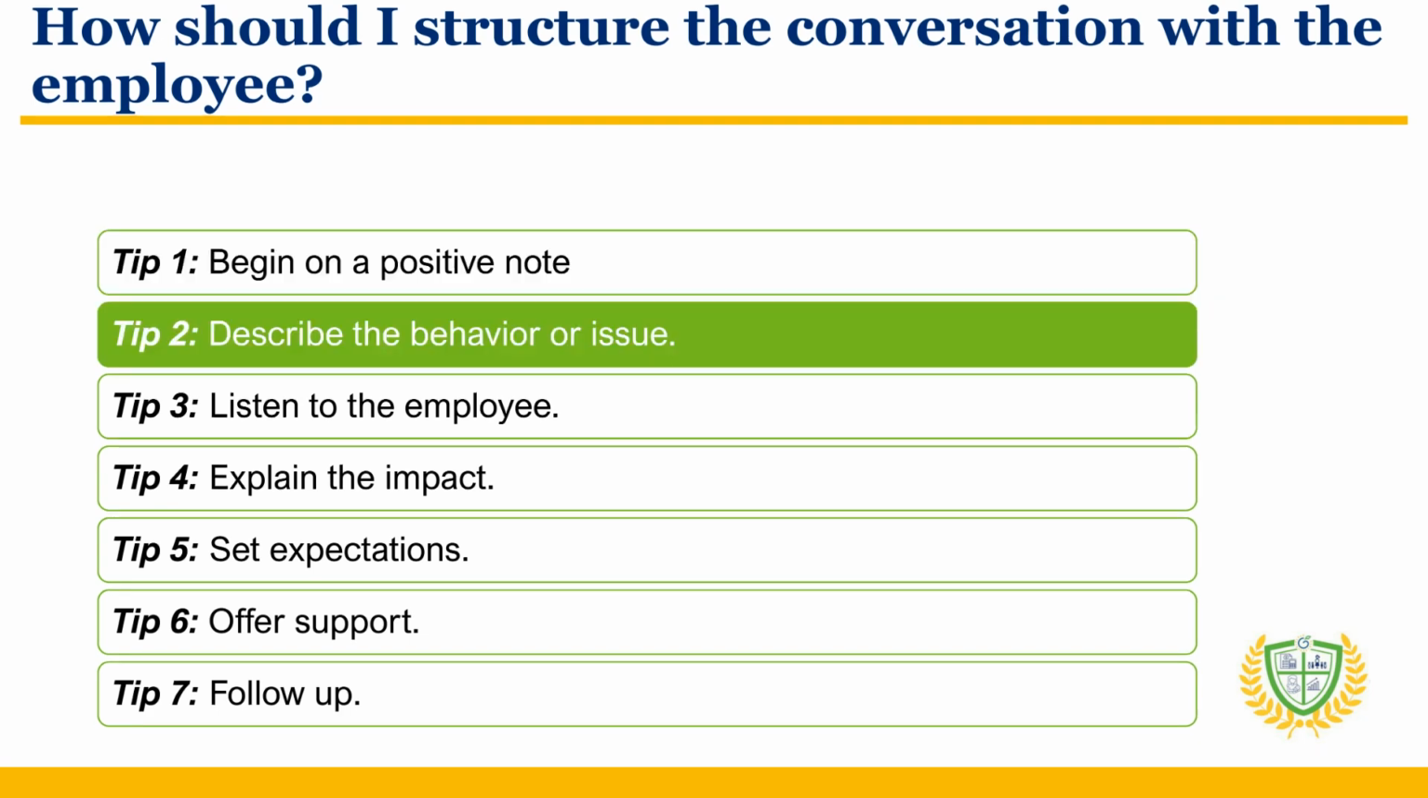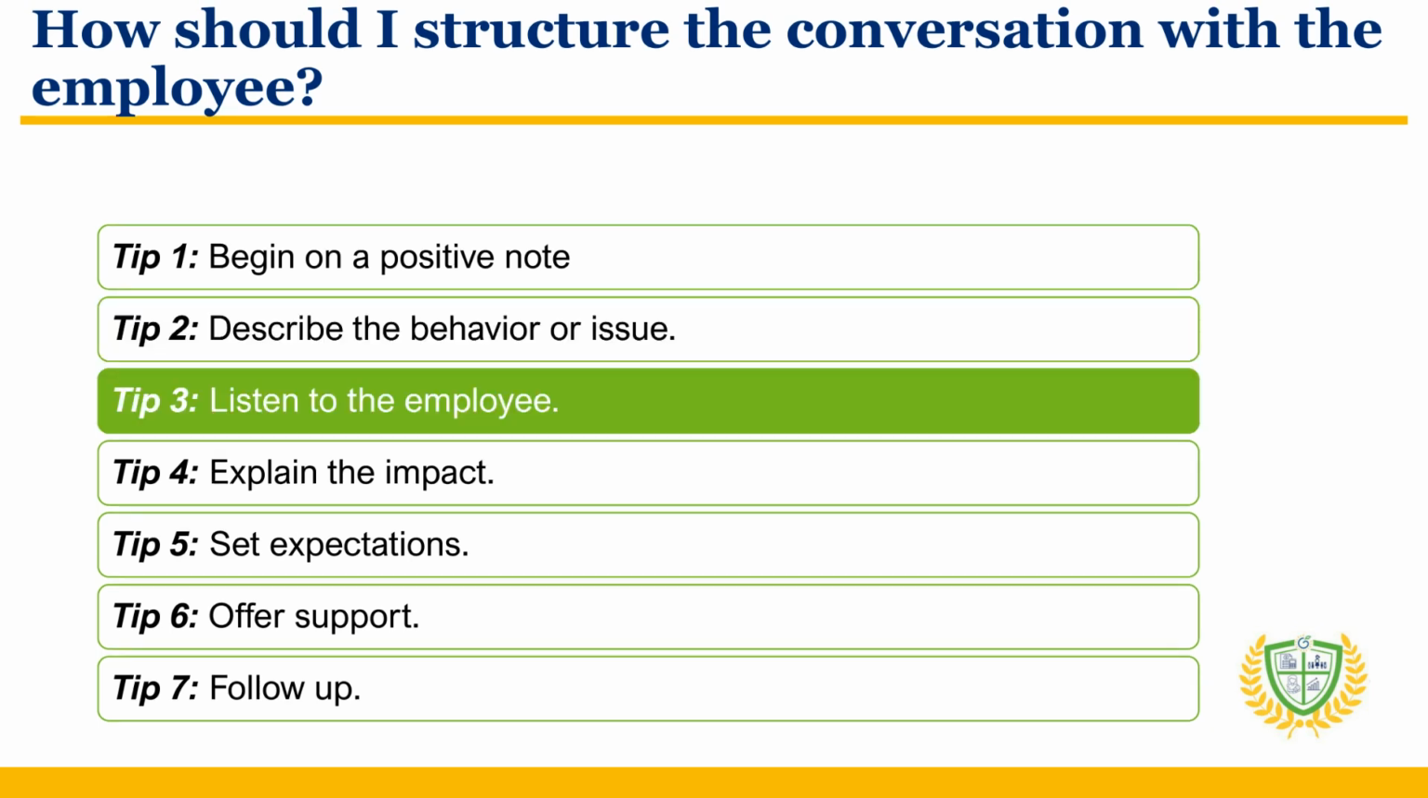Next, describe the behavior or the problem. Be specific and clear about the behavior or issue that is causing the problem. Use objective language and avoid making assumptions or accusations. Specify when it occurs and the circumstances you have observed that may contribute to it. For example, instead of saying you use inappropriate language with families, you could say, in the last 2 weeks, I have observed at pickup time that you have said a number of words to parents that are inappropriate.